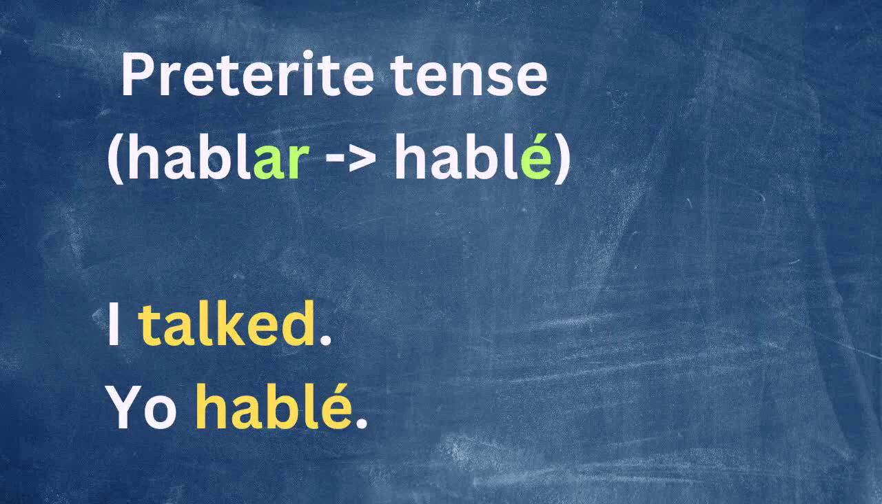For example, let's take the verb hablar, which means to talk. To say I talked in Spanish, you would say, Yo hablé. Notice that we removed the -ar ending and added the appropriate preterite ending for the subject yo, which is é.